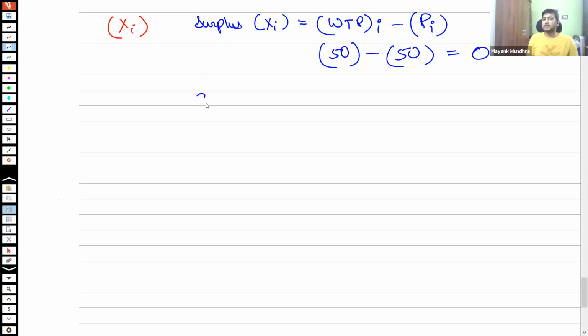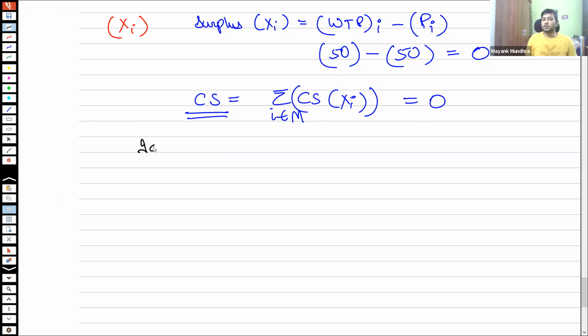Now the entire consumer surplus is basically the summation of consumer surpluses of all the consumers i belonging to the entire market, M. So the summation of all the consumer surpluses of different individual agents gives me the total consumer surplus of the market. Now in first degree price discrimination, each of these consumer surpluses is zero. So the entire consumer surplus becomes zero.